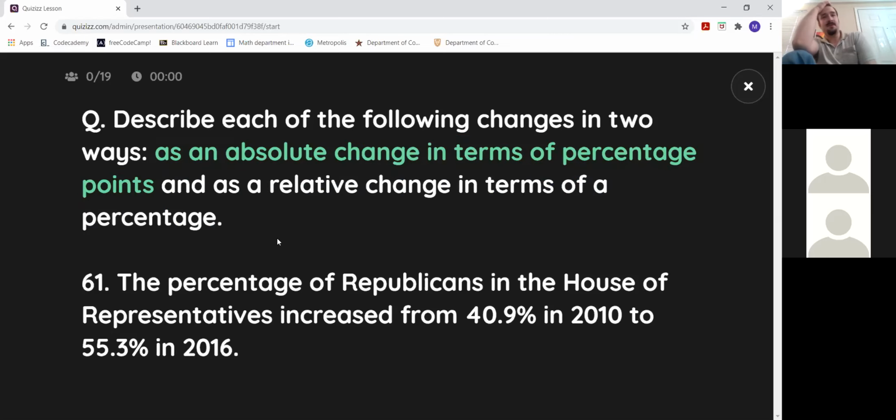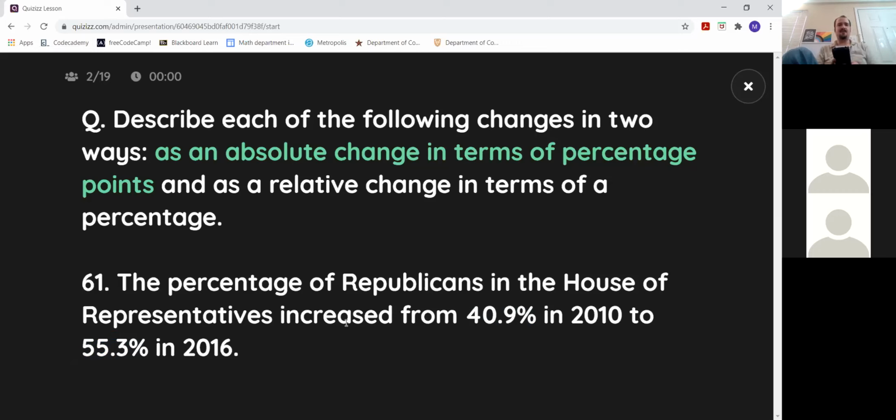Describe each of these in two ways: as an absolute change in percentage points and a relative change as a percentage. So they kind of tell us what we're doing. We're doing absolute change, so we want to find the absolute difference here. The percentage of Republicans in the House of Representatives increased from 40.9 in 2010 to 55.3 in 2016. And then it went down again in 2020, I think. The House, no, that was the Senate, went up definitely. 40.9 to 55.3. We want to talk about the absolute change of those.